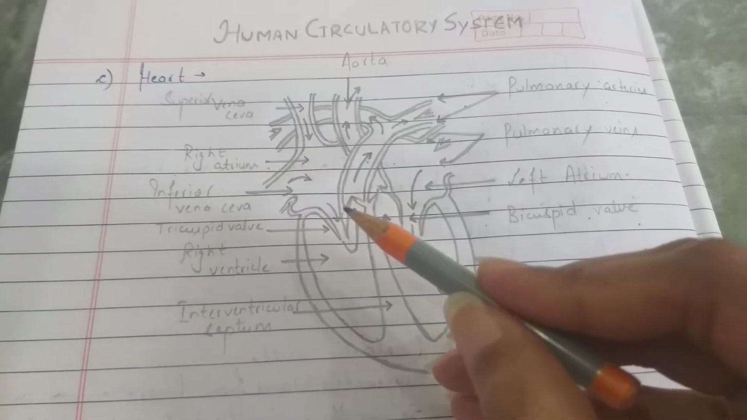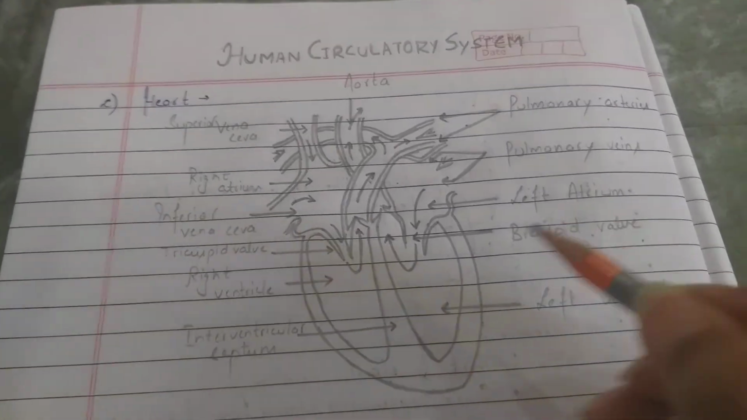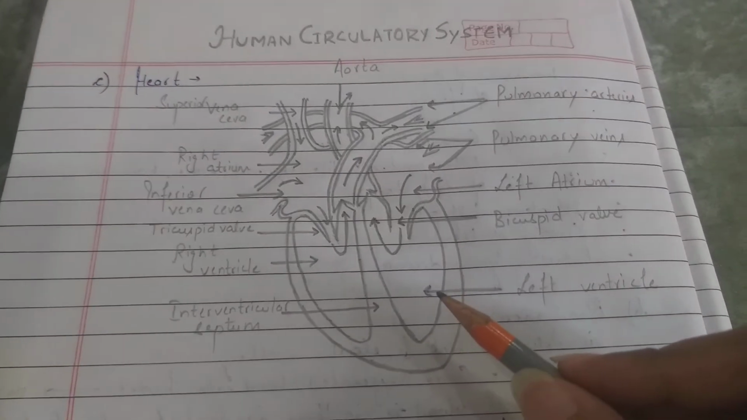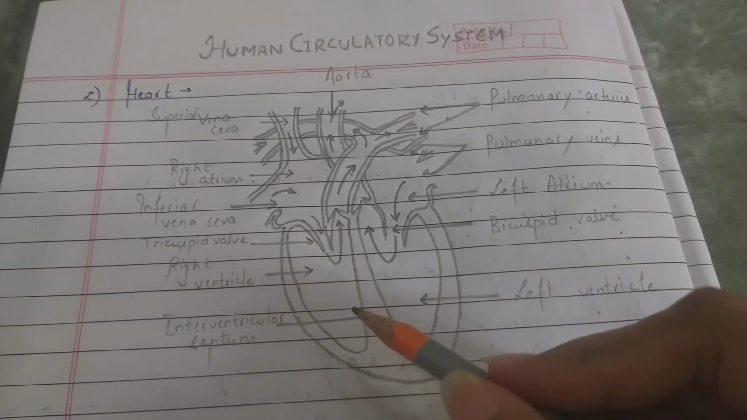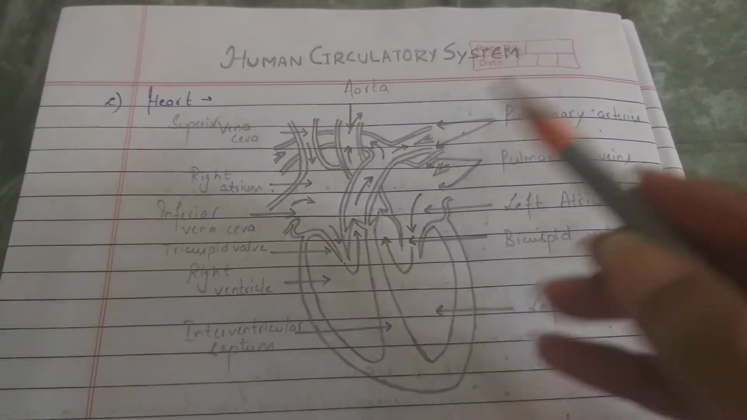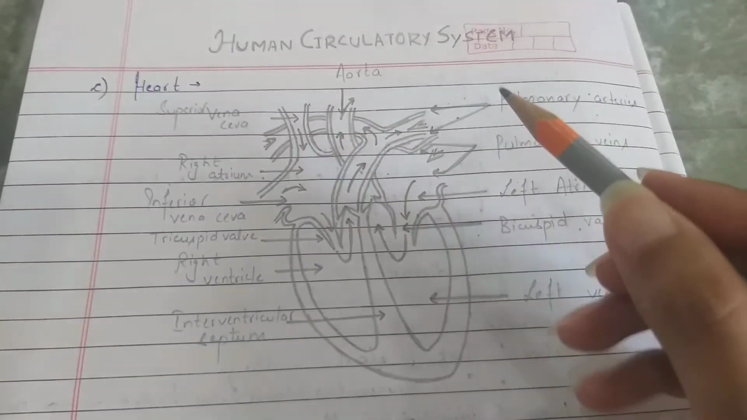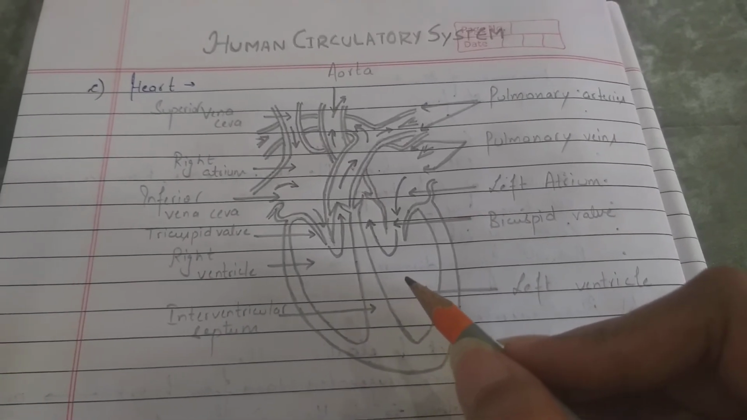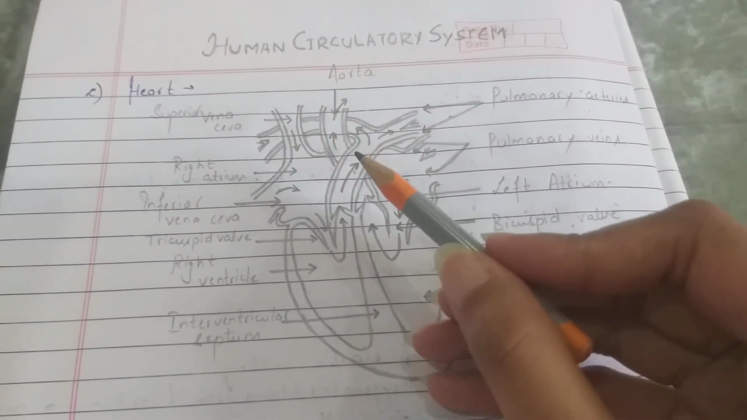So from the right atrium, the blood goes into the right ventricle, and from the left atrium, the oxygenated blood goes into the left ventricle. Then both these ventricles contract. When the right ventricle contracts, the deoxygenated blood is carried by the pulmonary arteries, which take the blood into the lungs for its oxygenation. And from the left ventricle, the oxygenated blood is supplied to all the parts of the body through the aorta.